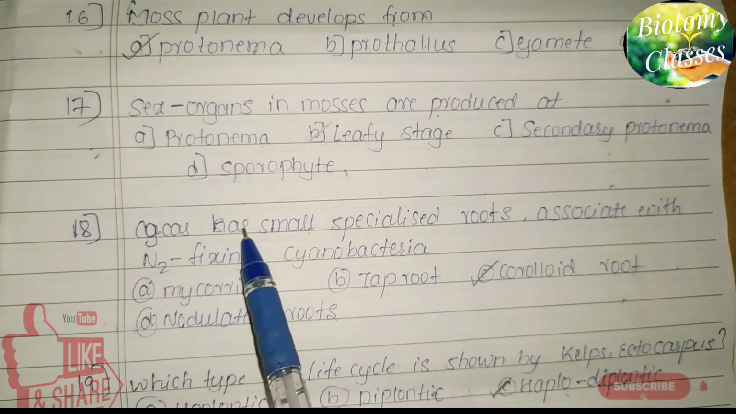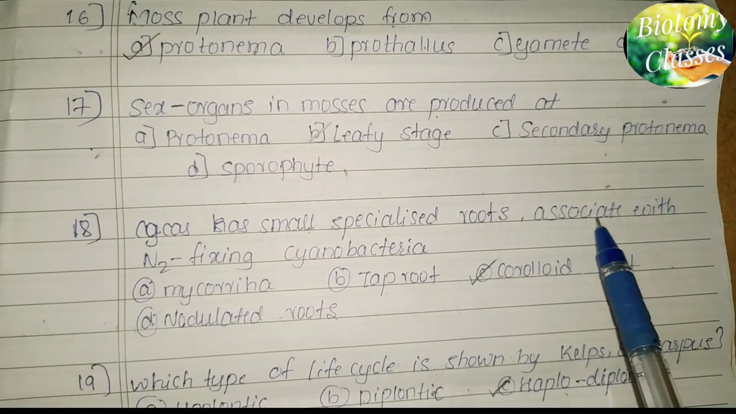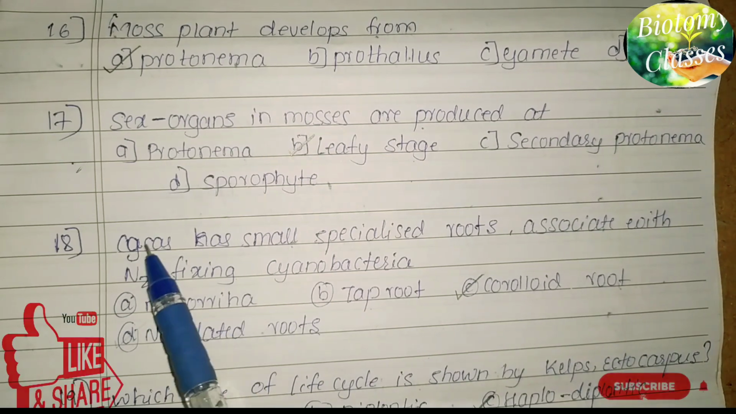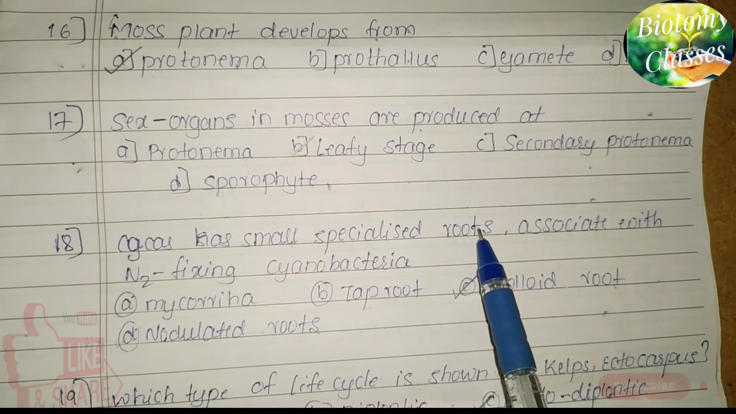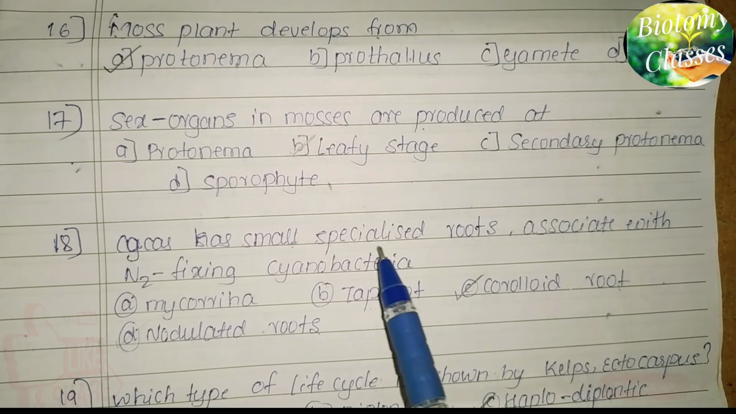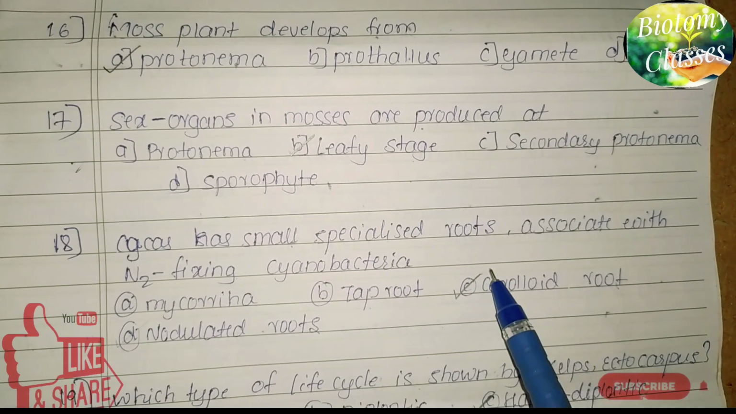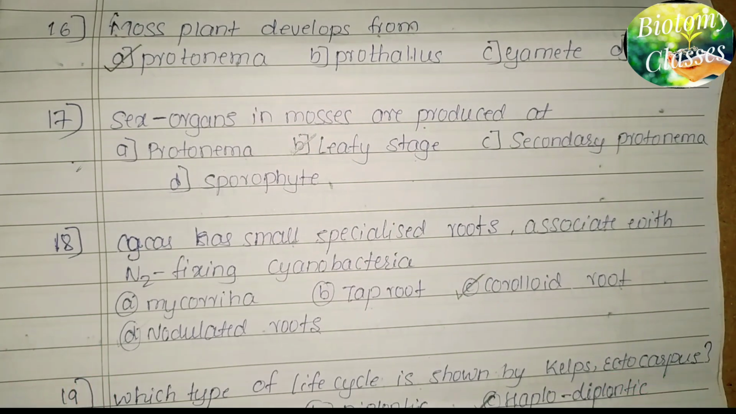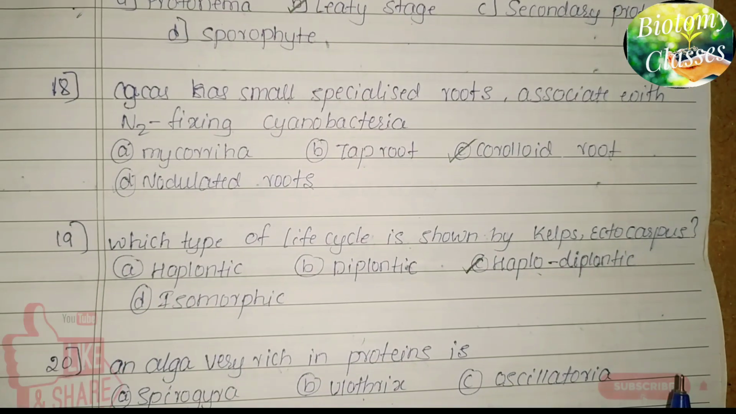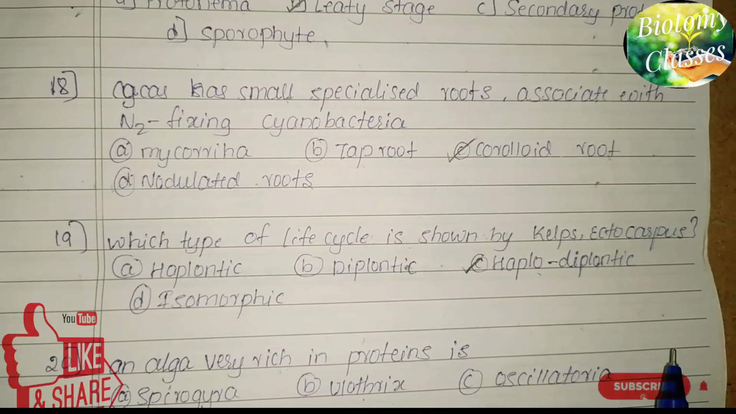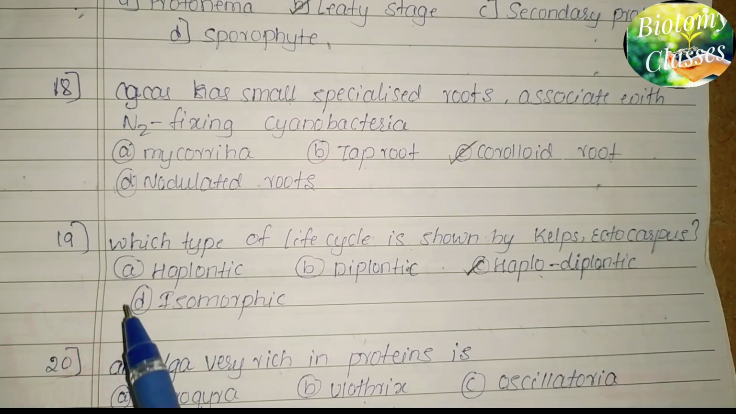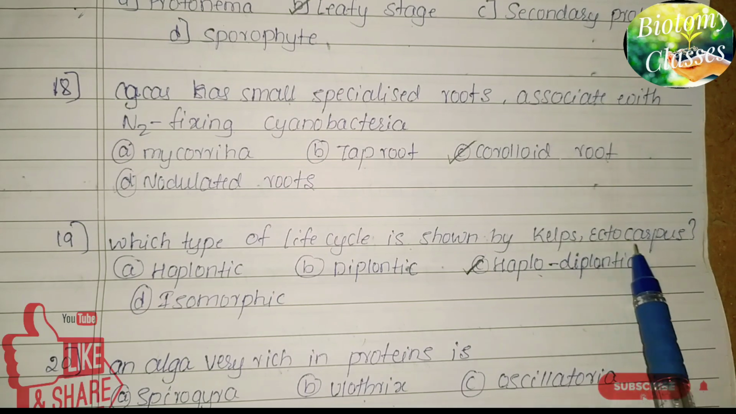18. Cycas has small specialized roots associated with the nitrogen fixing cyanobacteria. So cycas has small specialized roots associated with nitrogen fixing bacteria or cyanobacteria. Those roots are called coralloid roots. Coralloid roots. Which type of life cycle is shown by kelps, ectocarpus, etc.? Which type of life cycle is shown by kelps or ectocarpus?